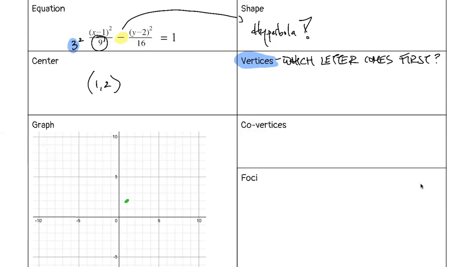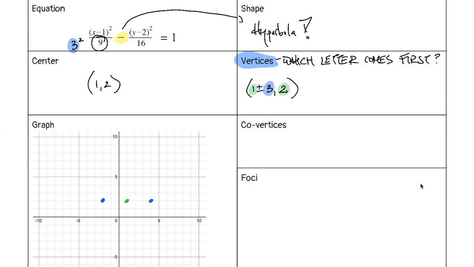So let's draw those out. From my center, I'm going to go 1, 2, 3. That's one vertex. And then 1, 2, 3. That's another vertex. If we write our little equation for that, we're going to get 1 ± 3, 2. And we get our center, and then our vertex.